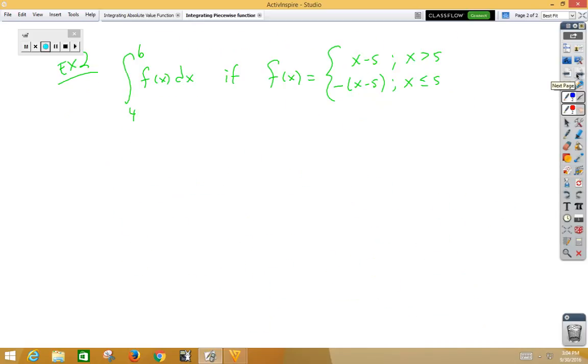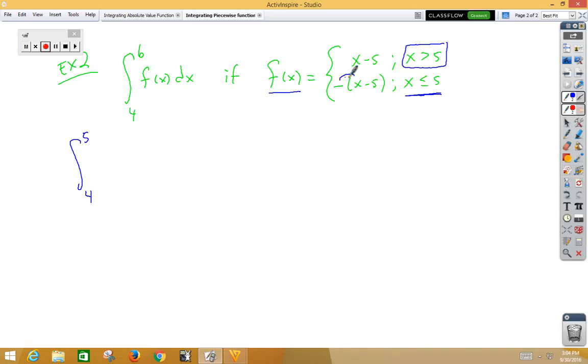Let's do one more example. So now we're integrating from 4 to 6. Our f of x is defined over here as the piecewise function with a breaking point of 5. So again, from 4 to 6, we're going to break that up. First integral is from 4 to 5. We're looking for the function that is less than 5.